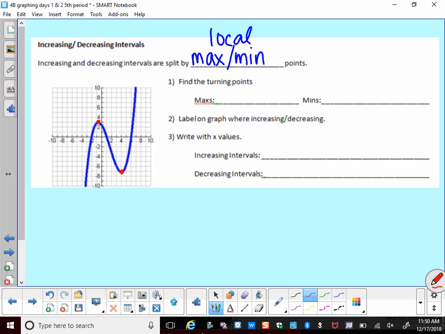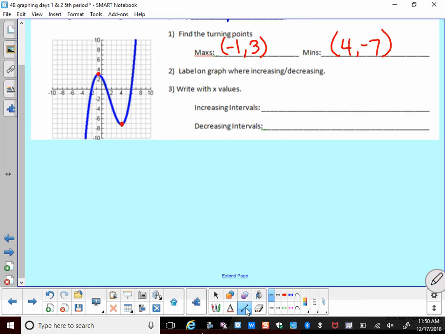So the max is where? (-1, 3). And your minimum? (4, -7). Okay, so label on the graph where we are increasing and decreasing. I typically do this every time, and I want you guys to do it as well. I draw a dotted line right down wherever I change directions.